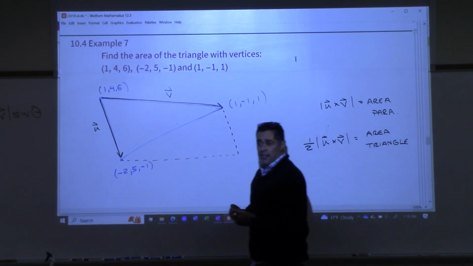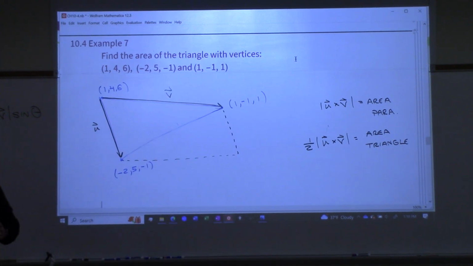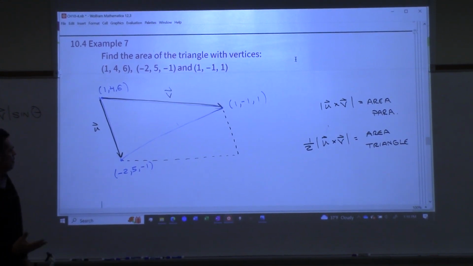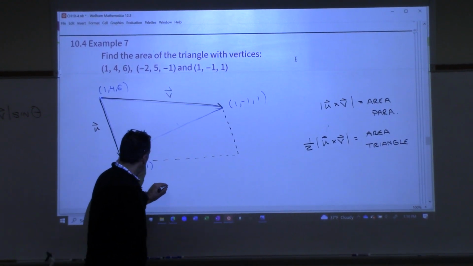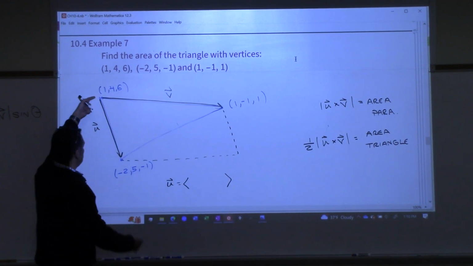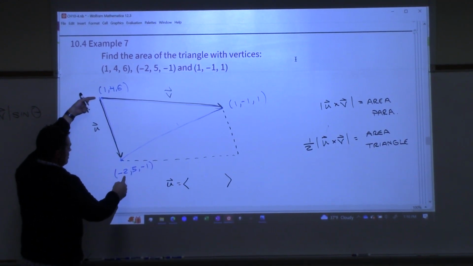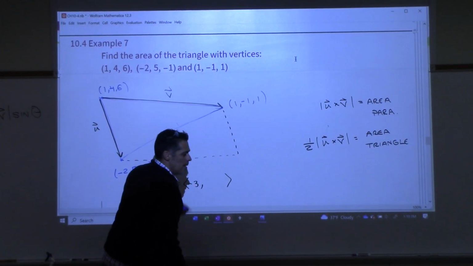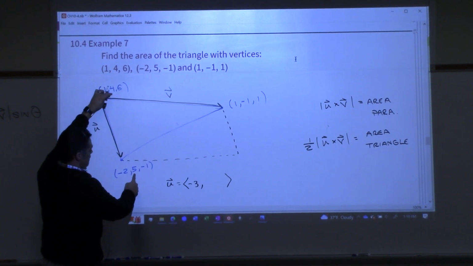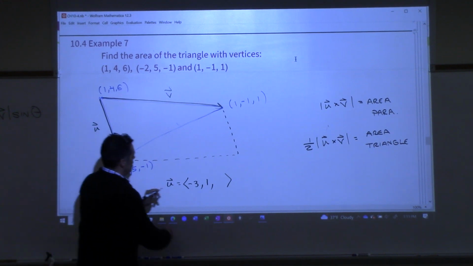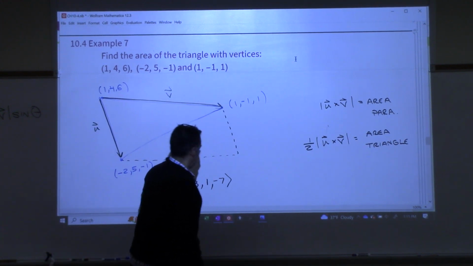I'm just going to set this one up. I'm not going to go through all the computations. The only thing I need to define in order for you to take this the rest of the way is what U and V are, just to make sure we have the correct vectors. So U is the vector that goes from this point to this point. I'm going to take this coordinate and subtract that one. That should give me -3. Then 5 take away 4 is 1. And then -1, take away 6, that's -7. Everyone good with that?